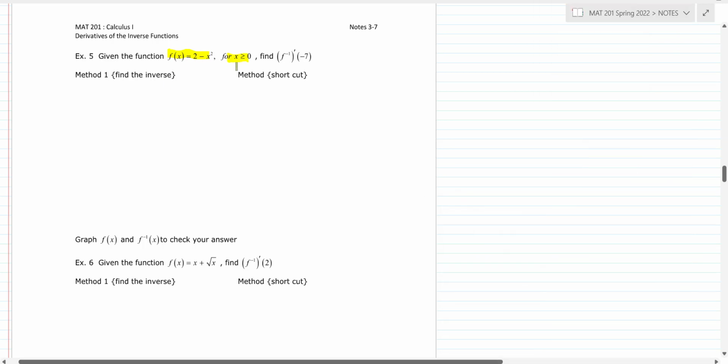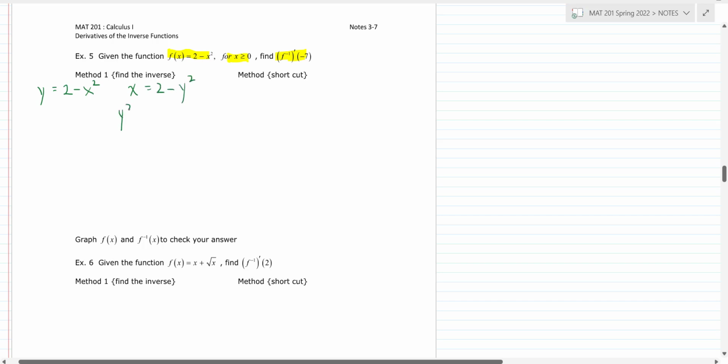Okay, in this problem we're going to find the derivative of the inverse evaluated at -7. There are really two ways we can do that. One way is to start off by finding the inverse. So let's go ahead and find our inverse. We have y equals 2 minus x squared. Again, we need to switch the variables, so we would have x equals 2 minus y squared. And then I'm going to rearrange.